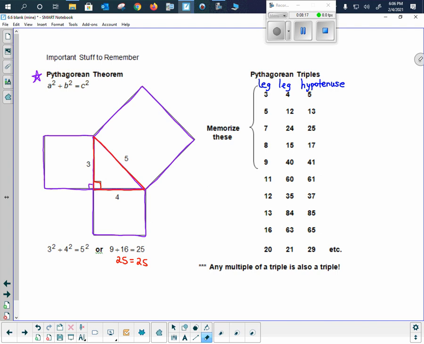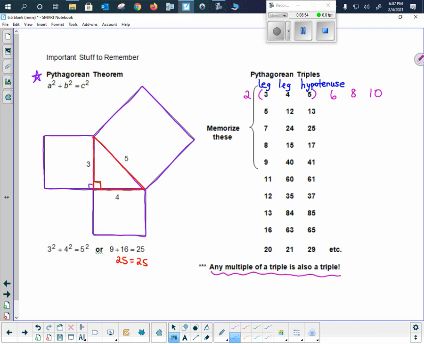If you're ever wanting to memorize some of the others, another one that a lot of people memorize is 20, 21, 29. But there are actually an infinite number of these, because any multiple of a triple is also a triple. What we mean by that is I can take any of these and multiply by something. Let's say I multiply all these by 2. Well, 2 times 3, 4, and 5 would give us 6, 8, and 10. So 6, 8, 10 is a triple.